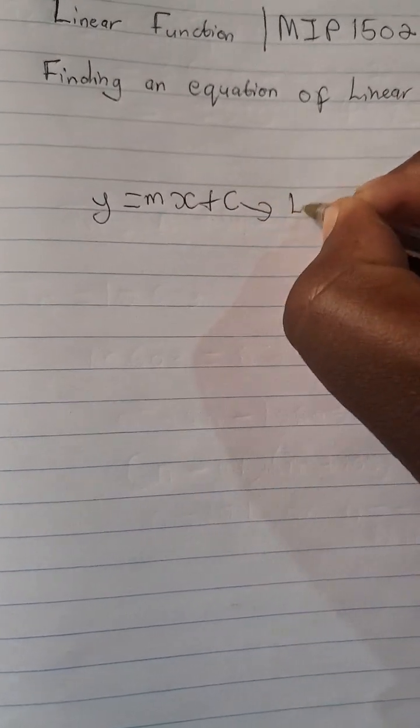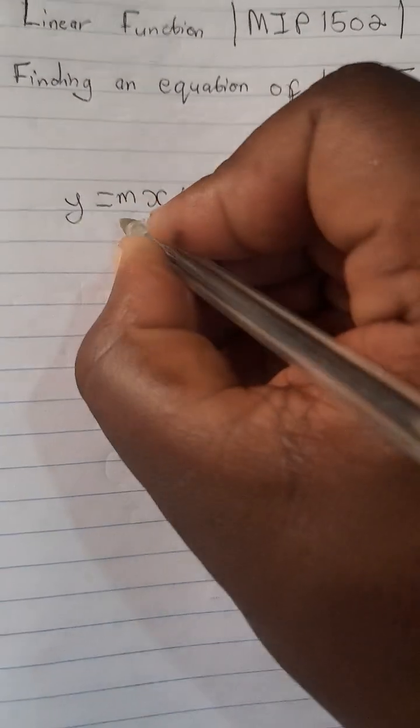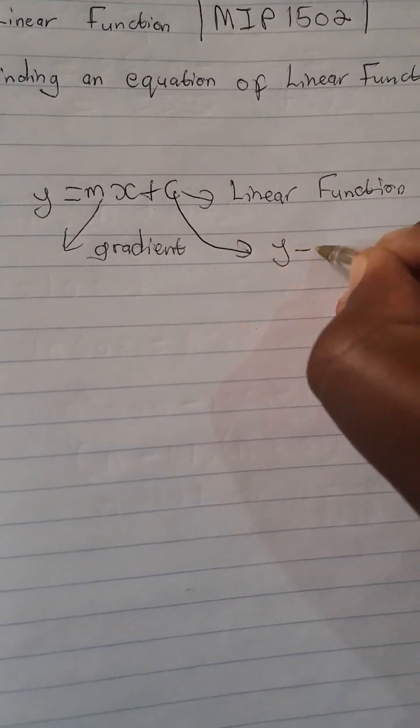Consider you are having y equals mx plus c. This is the standard form of a linear function, in which m stands for the gradient, and c stands for the y-intercept.